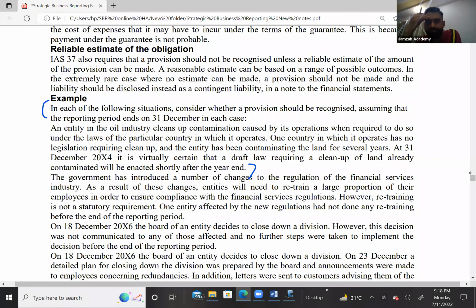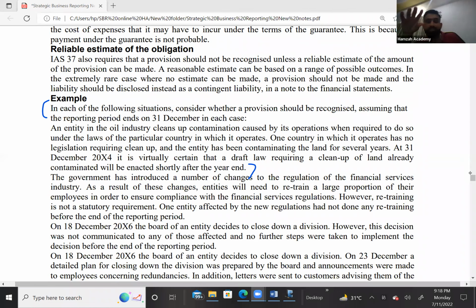What do you say? Should this company recognize a provision? Is it going to be their present obligation due to a past event? Yes, a provision should be recognized.